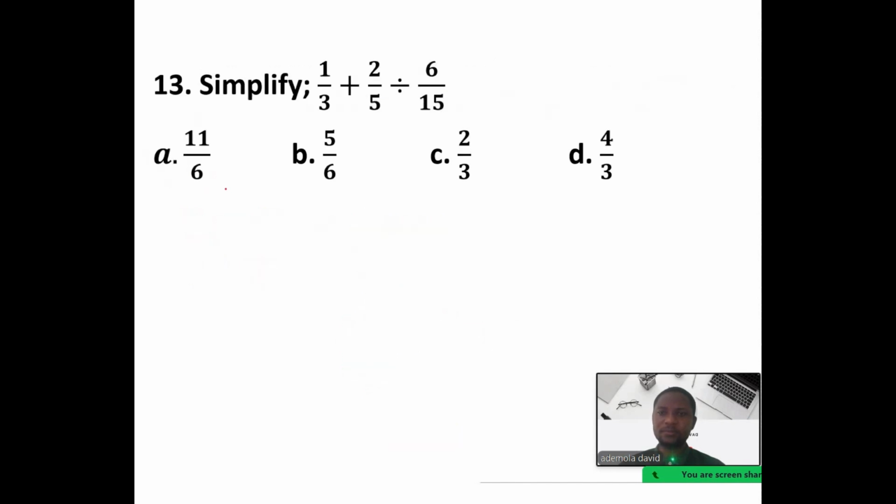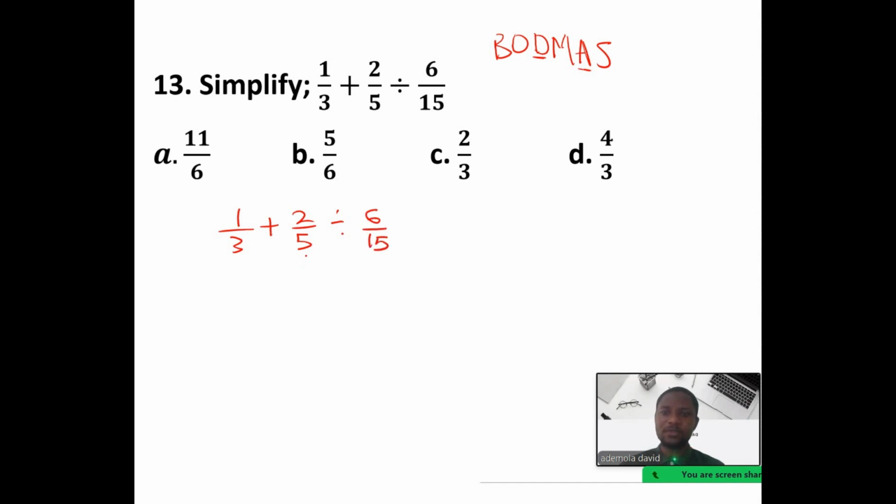Moving on to question 13. Simplify this expression. This is a friendly one. And why is it a friendly one? Just always remember your BODMAS when you have more than one sign. You have an addition here and division. The one that comes first is division ahead of what? Addition. So the trap there is for you to do 1/3 plus 2/5, which I believe you are not going to fall into.